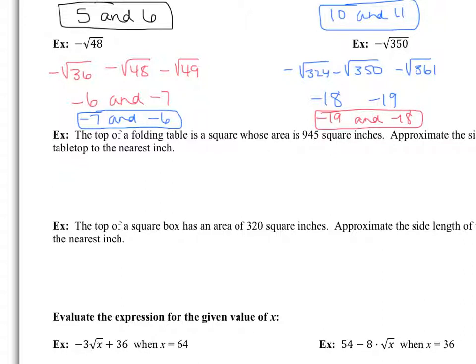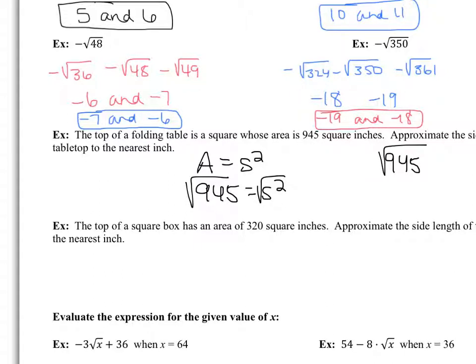So it tells you that the folding table, which is a square, has an area of 945. So we have area equals side squared, 945 equals side squared, so we're basically estimating the square root of 945, which falls between the square root of 900 and the square root of 961.